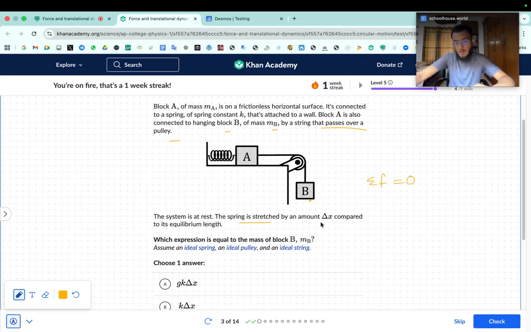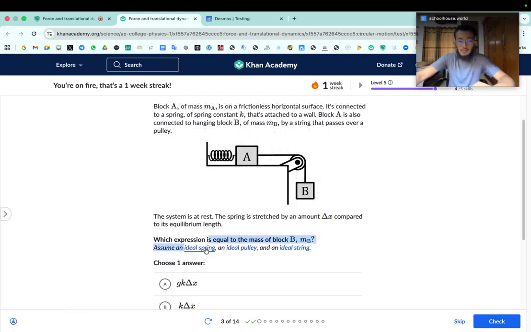The spring is stretched by an amount delta x compared to its equilibrium length. Which expression is equal to the weight mg, assuming an ideal spring, ideal pulley, and ideal string? Well, an ideal spring is just a spring that has negligible mass and exerts a force that is proportional to the change in its length as measured from its relaxed length. An ideal pulley has negligible mass and rotates about an axis through its center of mass with negligible friction. And lastly, the ideal string has negligible mass and does not stretch when under tension. The tension is the same at all points within the string.